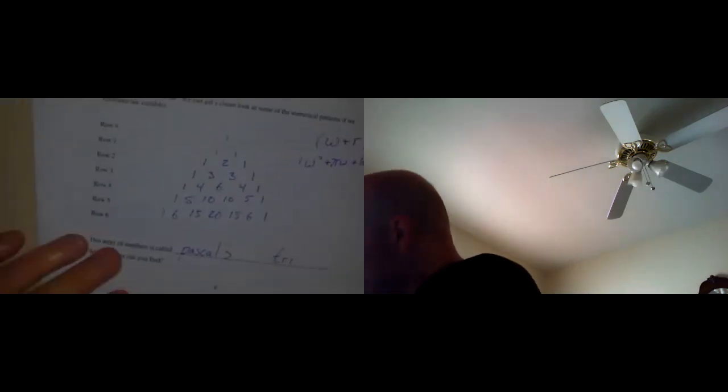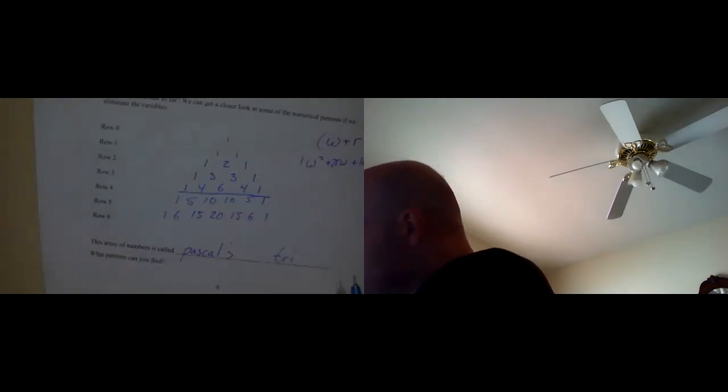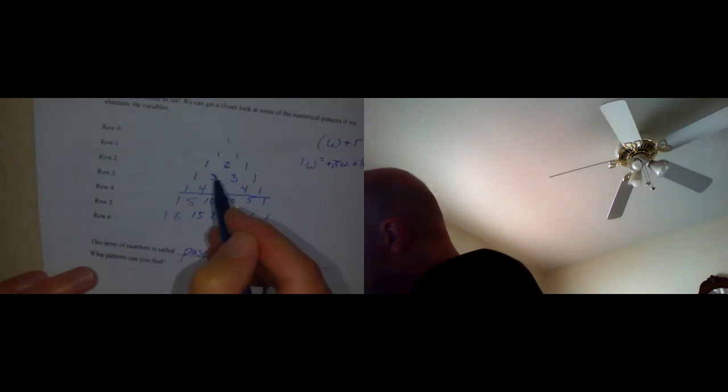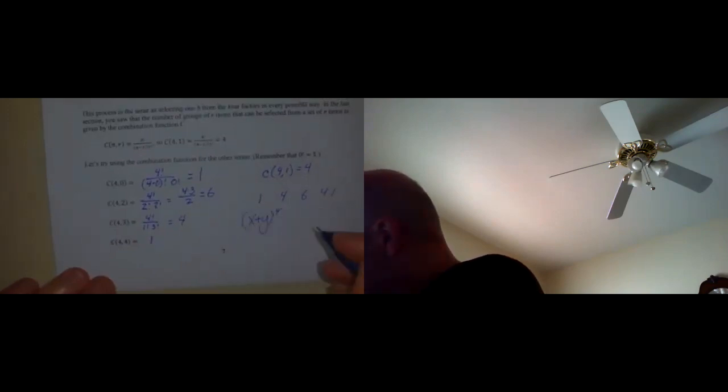Hey, 1, 4, 6, 4, 1 looks a little bit familiar. Okay, what row was that? Row 1 has a 1, row 2 has a 2, row 3 has a 3, row 4 has the 4. So that was my 4th row. That is what I would use to do (x + y) to the 4th.